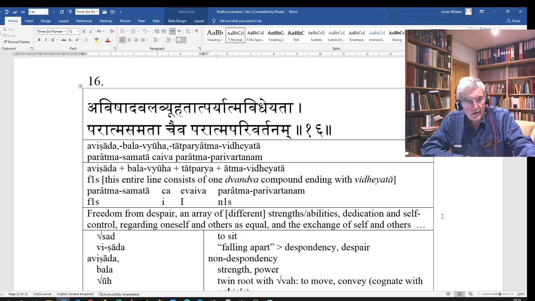It would have been correct equally to say avishado balavyuhas tatparyam atmavidheyata, treating them all as fully declined nouns. But this is a grammatically correct way of doing it. It's done a lot more in Sanskrit than in English. So let's deal with these words one by one.